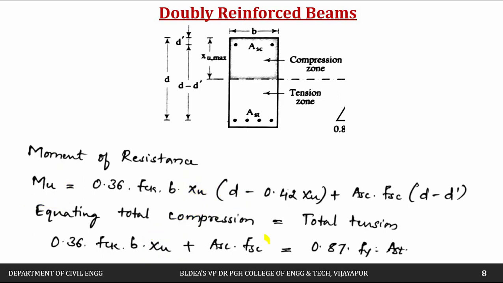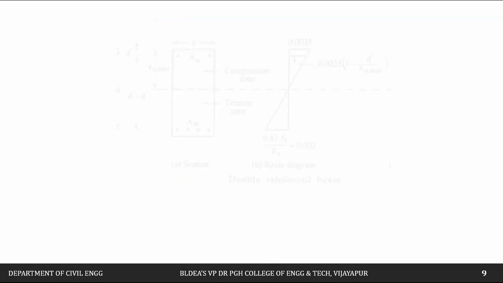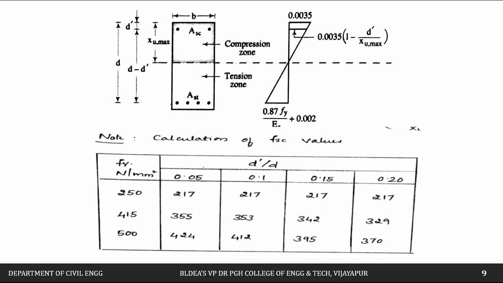Then next, if you observe in this equation, we have an additional term, that is FSC, the stress in the compressive steel. So how to calculate that? For that we have one table, you can refer to this table. Based on this value we will try to calculate. This is the strain in the compressive reinforcement for stress FSC. The strain at this level is given by 0.0035 into 1 minus d dash by XU max. So we will calculate the d dash by d value and substitute it here, and the XU max by d value we also know.